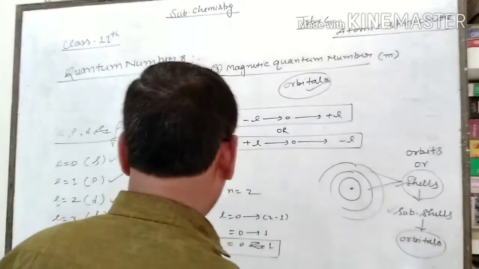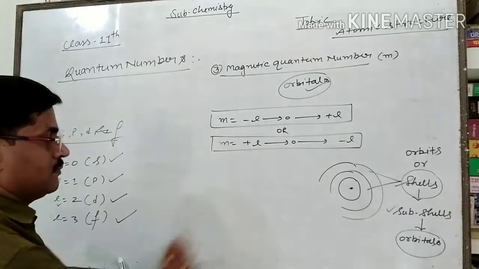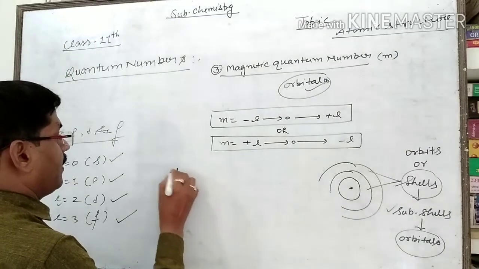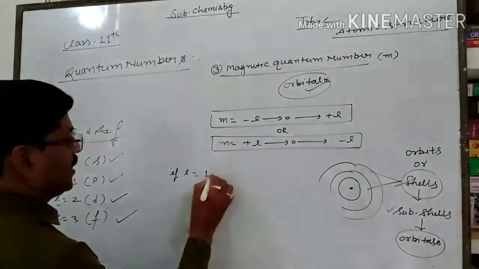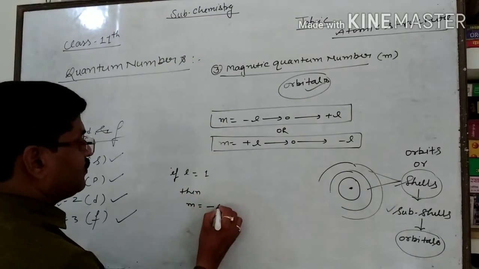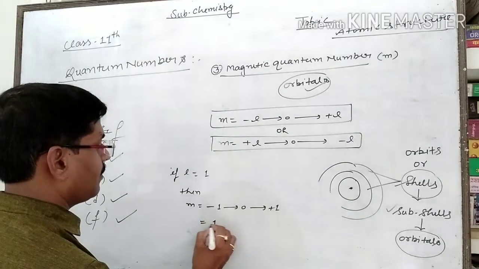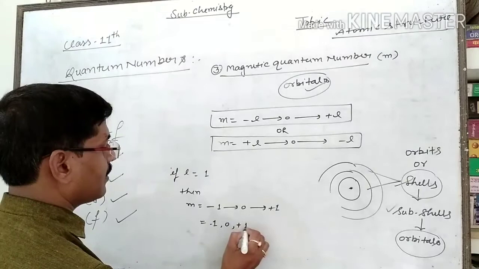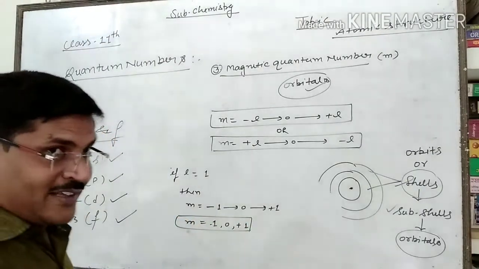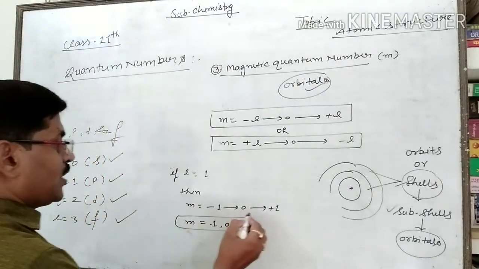And how do you calculate it? Suppose I have taken l is equal to 1, then m is equal to minus 1 to 0, 0 to plus 1. It means minus 1, 0 and plus 1. If you are understanding properly, then I want to give you an idea about this. I have taken l is equal to 1.